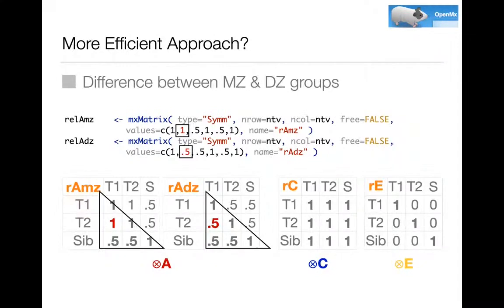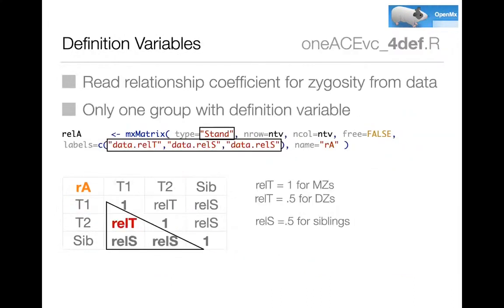But you might recall that in our data set, we actually have a variable called rel-t that is either 1 or a half. And so maybe we could just read in the expected relationship between twin pairs, and then no longer have to specify two different groups for the MZs and the DZs. So here we see how we can read in this relationship coefficient for the corresponding zygosity from the data, and then reduce the script to a one-group script.